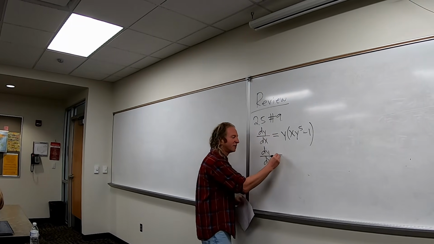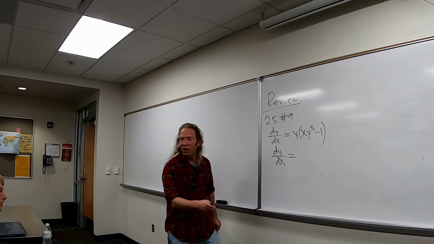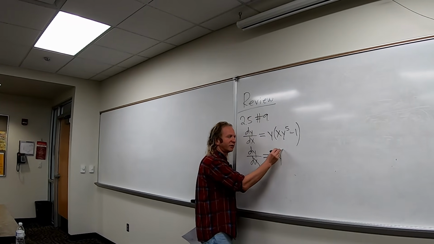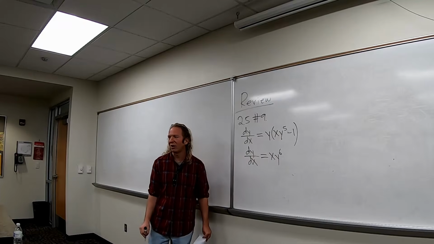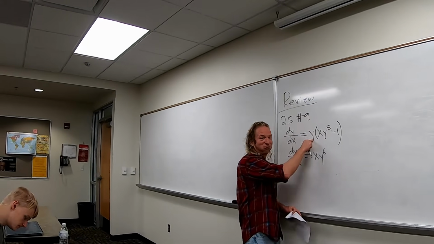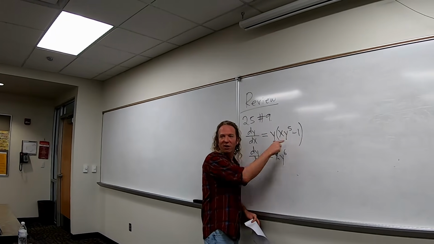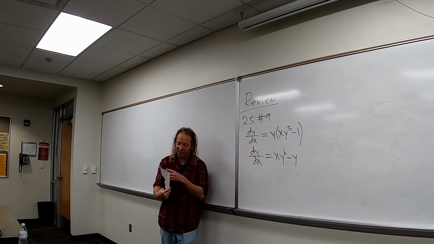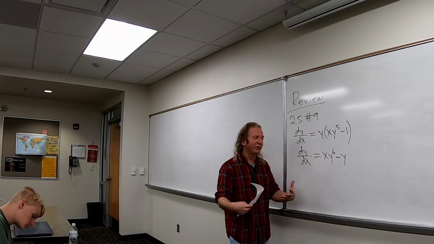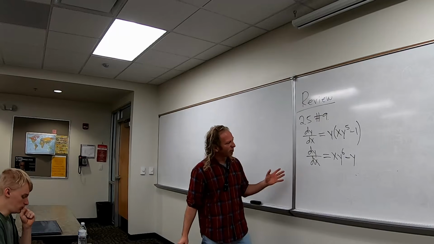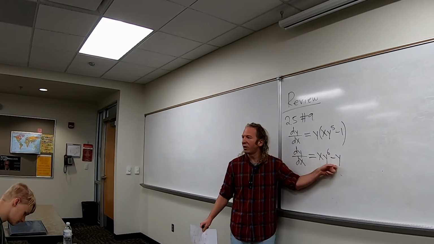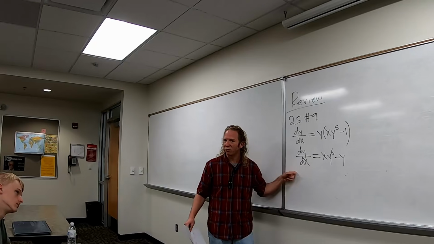dy dx equals, so we'll distribute the y, so y times this, we get xy to the 6, and then y times -1 is negative y. So we're almost there. We need to get this on one side by itself, so maybe just add the y to both sides, so plus y, plus y.